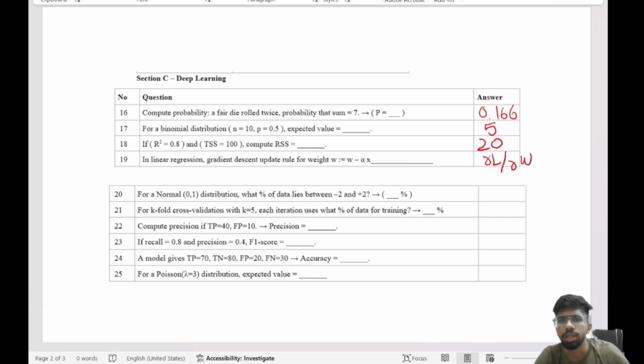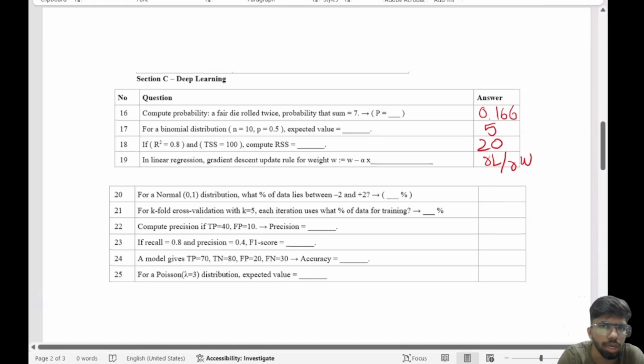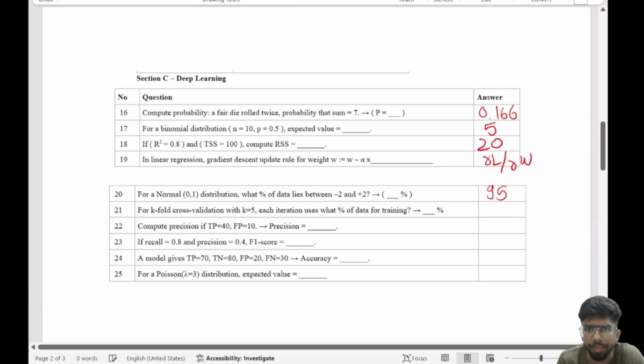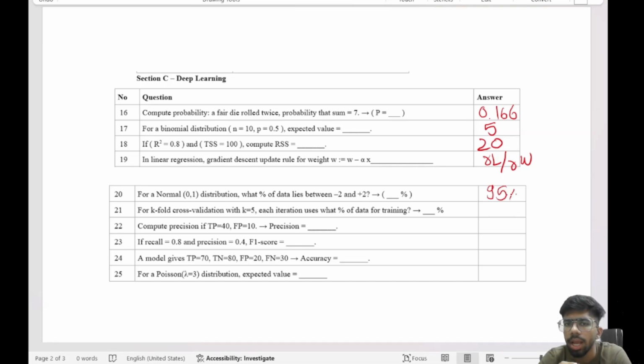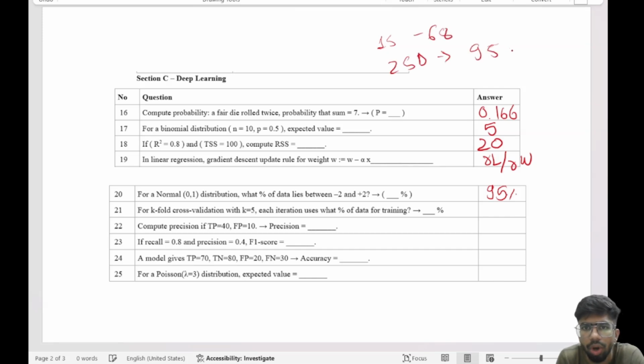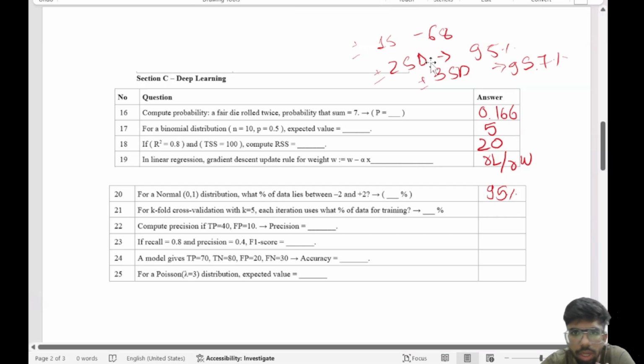The next question: for a normal (0, 1) distribution, what percentage of data lies between -2 and +2? The answer is 95%. For a standard normal distribution, the mean is 0 and the standard deviation is 1. We use the 68, 95, and 99.7 rule, in which the first standard deviation covers 68% of data, the second standard deviation covers 95% of data, and the third covers 99.7% of data. So our answer will be 95%. Moving on to the next question.